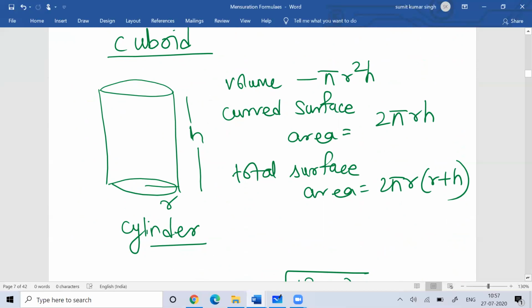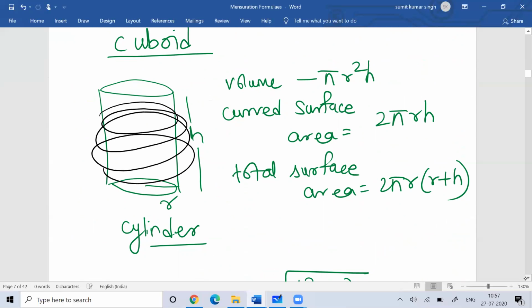Then curved surface area. When I talk about curved surface area, we'll talk about this part. We'll talk about this part, that is curved surface area. That is 2 pi rh. I'm assuming there's nothing inside. It's a hollow cylinder.